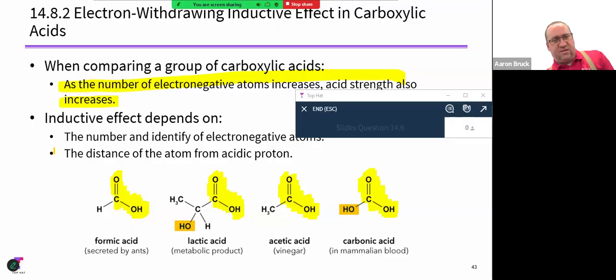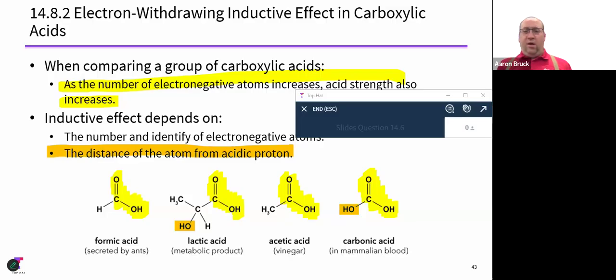In terms of this last bullet point here, the distance from the acidic proton, the closer it is, the more of an effect it's going to have. So carbonic acid, we would expect to have a higher Ka value. We'd expect it to be a stronger acid because that electron withdrawing group is closer to the OH bond that we're trying to break. The lactic acid being an extra carbon away, it is going to have an impact compared to acetic or formic, but because it's a little bit further away, its electron withdrawing power is a little bit lesser than what we would see in the carbonic acid.